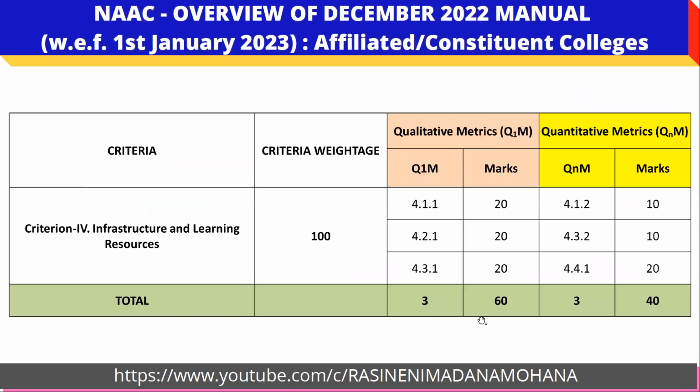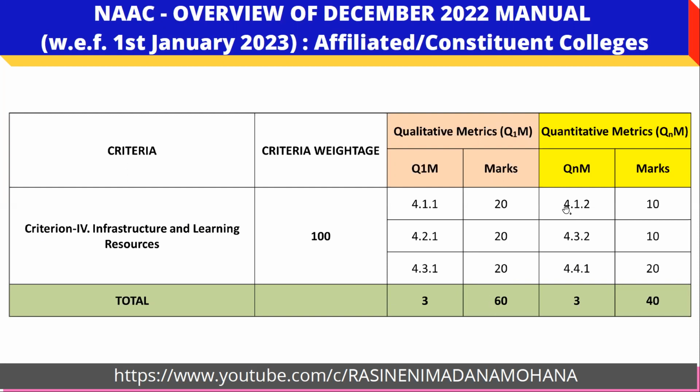Then let us see what the qualitative metrics are and what the quantitative metrics are, along with their weightages. So here the qualitative metrics are 3. The first one, 4.1.1, with weightage 20. Then 4.2.1, the weightage is 20. Then 4.3.1, the weightage is 20. Total 3 qualitative metrics. The total weightage is 60.